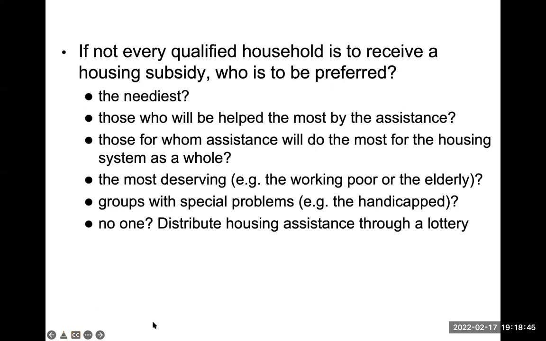I think that some of the recordings didn't touch on some parts, I'm not quite sure if you missed this, but let me try to repeat this paragraph. That if not every qualified household is to receive housing subsidy, who is to be preferred.